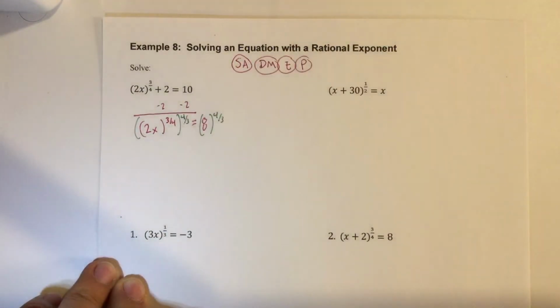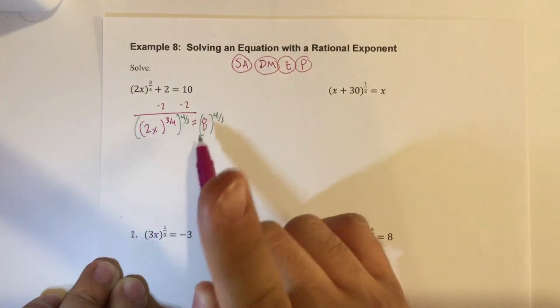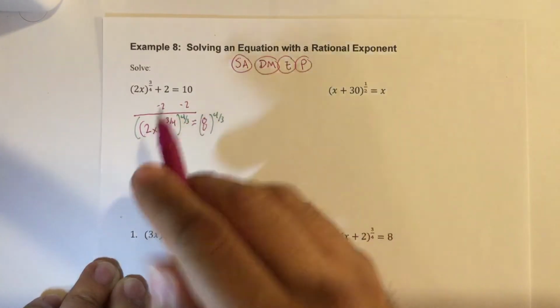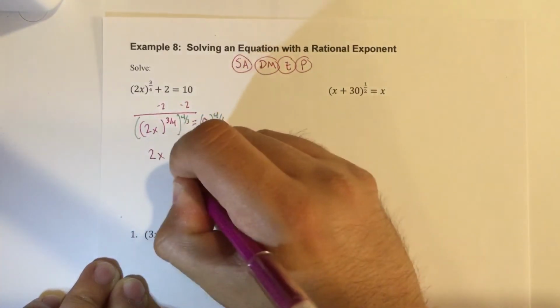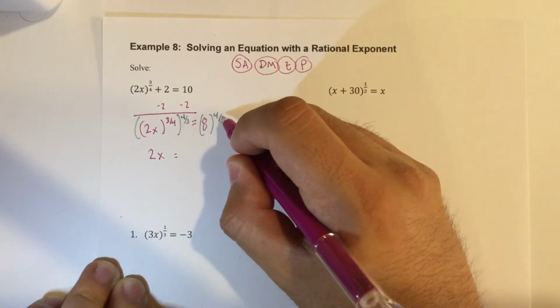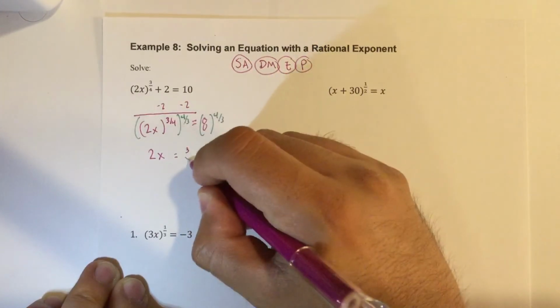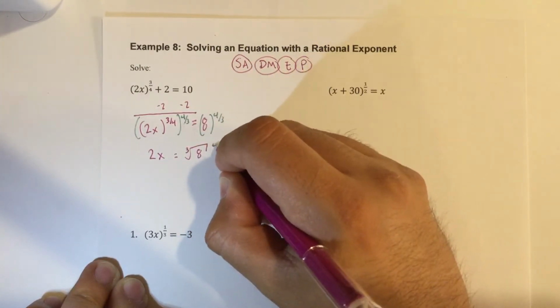Okay, so from here, 3/4 times 4/3 is just 1. So I don't need it. I'm left with 2x. Over here, I can't really do the rational exponent form, so I'm going to convert it to radical notation. So the cube root of 8 to the 4th power.